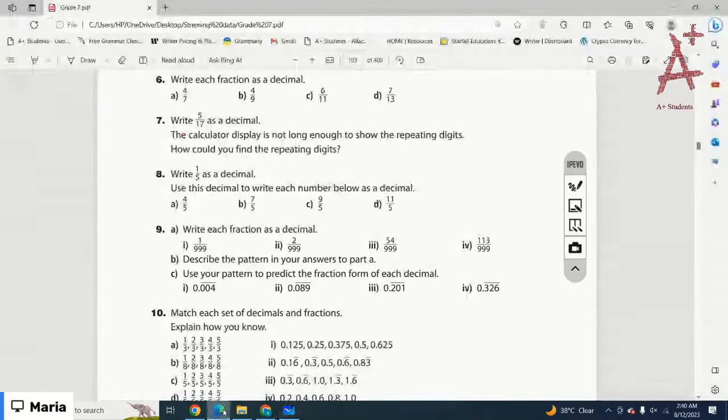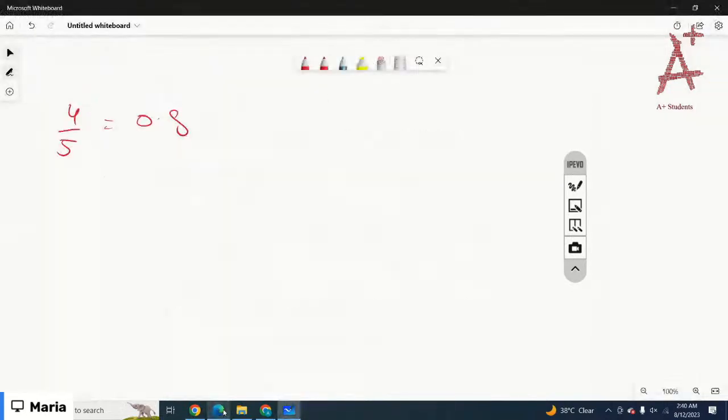Then you have 7 over 5. So 5 times 1 is 5. 5 times 4 is 20. So it would be 1.4, right?